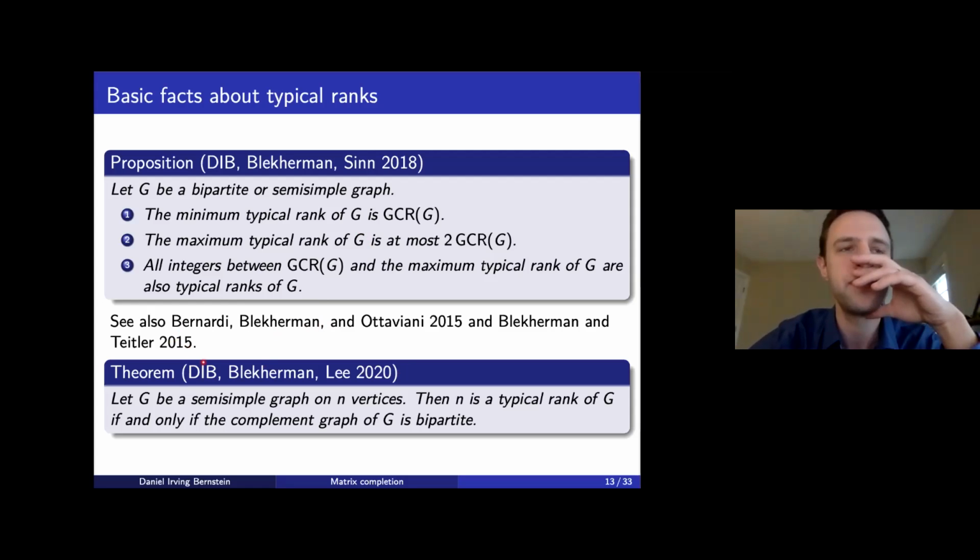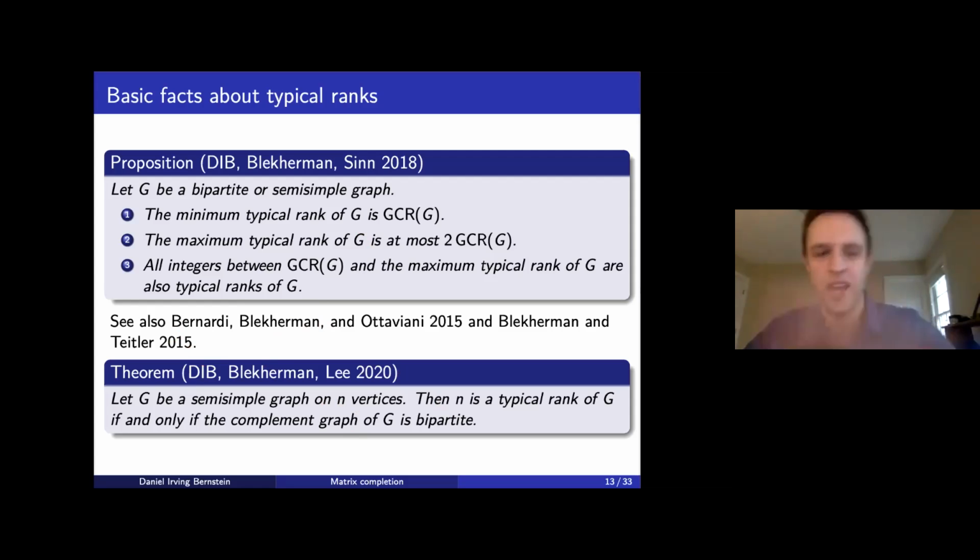But anyway, here's another result just to give you an idea that you can say things. If G is a semi-simple graph on n vertices, then n is a typical rank, the full rank is typical, if and only if the complement is bipartite.